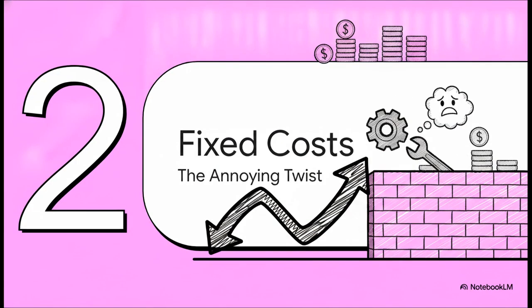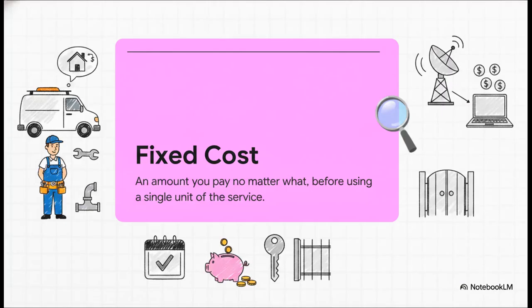But of course, the real world is never quite that simple. Let's move to Section 2, Introducing Fixed Costs, aka the annoying twist. So enter the fixed cost. This is an amount you pay no matter what happens. You're often paying this just for the privilege of access, long before you've used a single unit of the actual service.